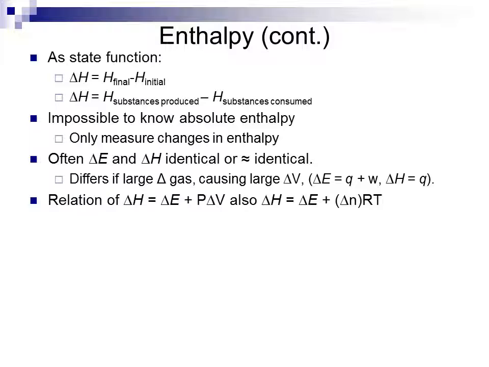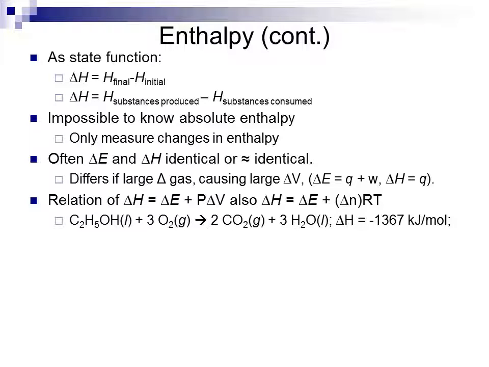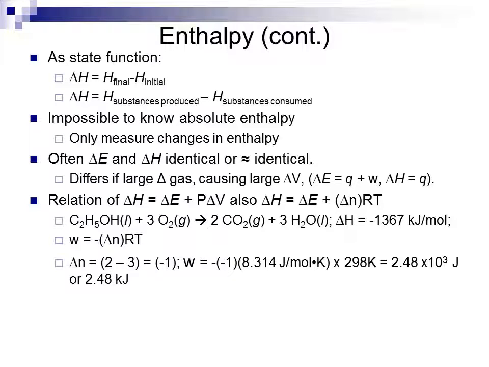And the relationship between enthalpy and internal energy is expressed as enthalpy equals internal energy plus P delta V. P delta V can also be expressed in terms of gases such that enthalpy change is equal to internal energy change plus the change in the number of moles of gas times RT. As an example of this difference, if I have a combustion of ethanol, which is exothermic by negative 1367 kilojoules per mole as its enthalpy change, the work component of this would be negative delta N RT. So the difference in moles of gas: we start with 3 moles of gas, and we end with 2 moles of gas.